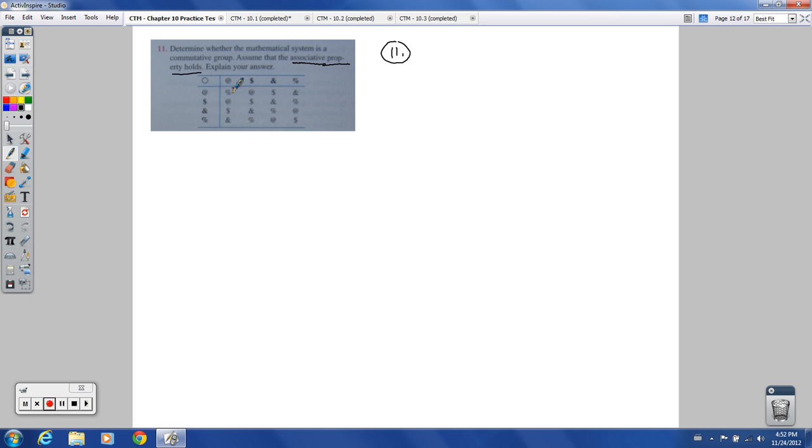Don't have to check. That would be extremely tedious to check all the possibilities. When you start getting higher than 3, it's just going to get pretty, not redundant, but ridiculous, I think. So glad they said that we can assume that holds.